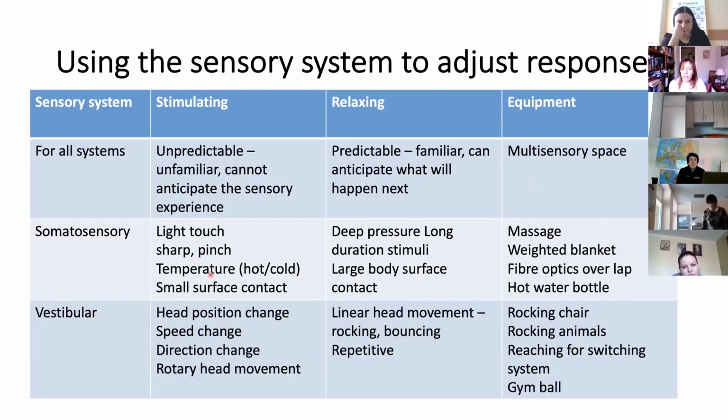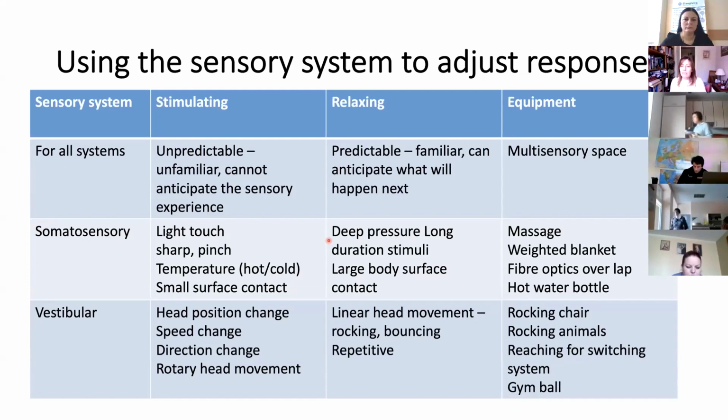So let's think about touch. Anything that has a light touch or is sharp, so just thinking about the end of the optic fibers, for example, or anything that is hot or cold, so maybe the waterbed, is going to be stimulating. Whereas anything that gives you that deep pressure or long deep pressure, large body contact is going to be relaxing. So thinking about some of the massage mats that you can put around your shoulder, or the massage cushion, that is deep pressure and it covers a big area of the body.